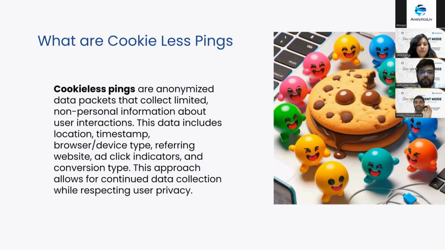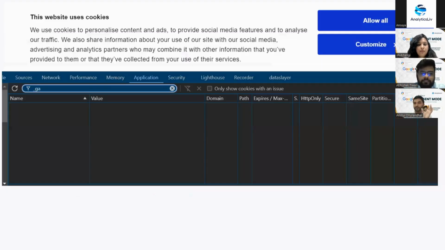So I will explain a little in a short example how cookieless pings work. So this is the website. I have just opened the debug tool, and we are seeing the banner, and we are also seeing the application where I have selected the cookie. In this cookie window, you can see that there is no underscore GA yet being generated.